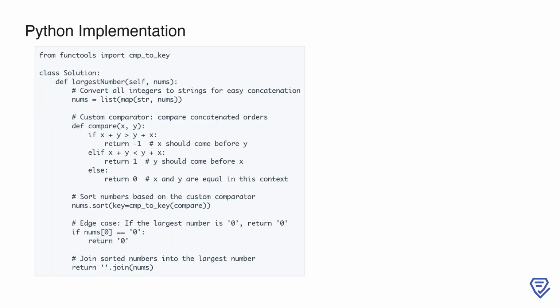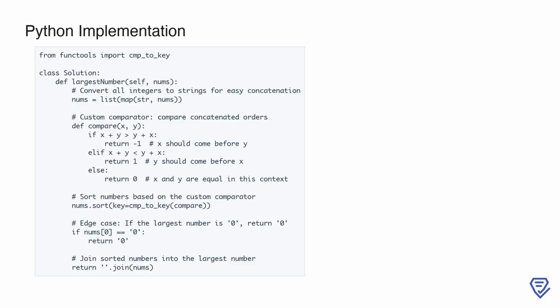The given code solves the problem of forming the largest number by arranging a list of non-negative integers. Here's a detailed explanation. Step-by-step explanation. 1. Convert integers to strings. The input list nums contains integers, but concatenation and comparison require strings. We convert all integers to strings using map(str, nums), ensuring each number is treated as a string during comparisons.